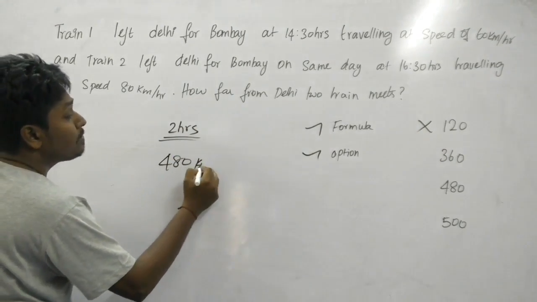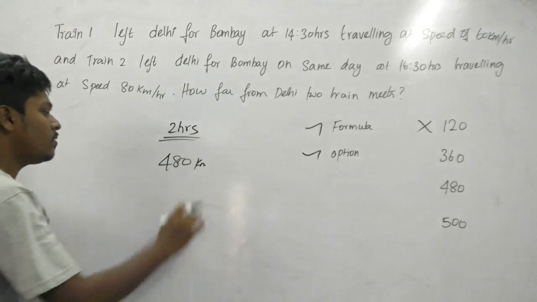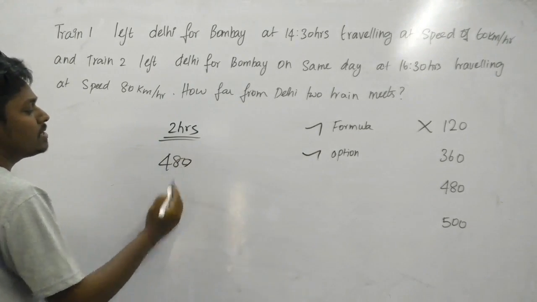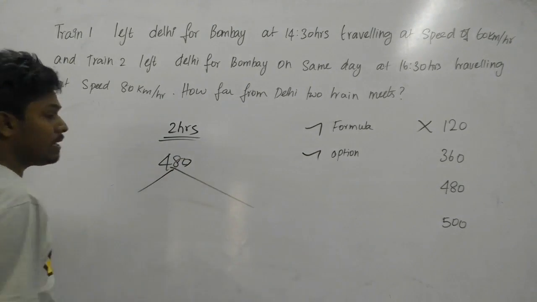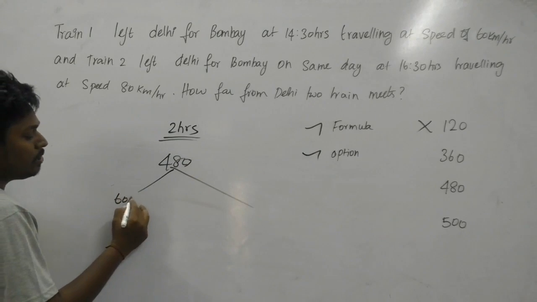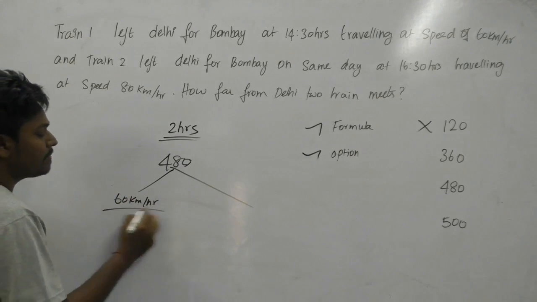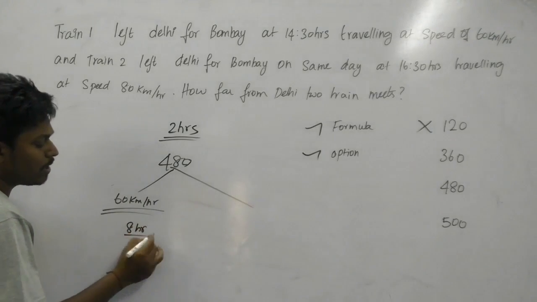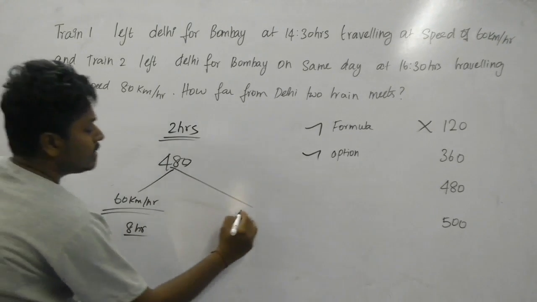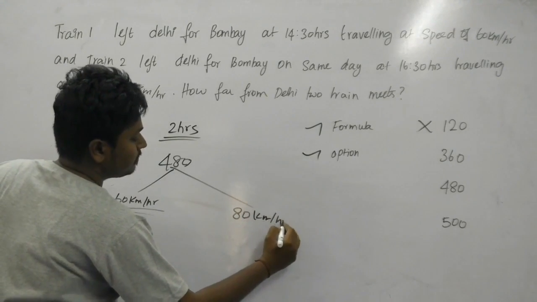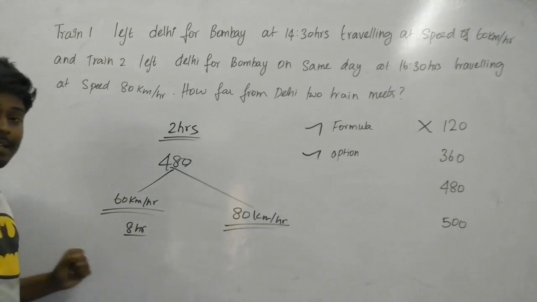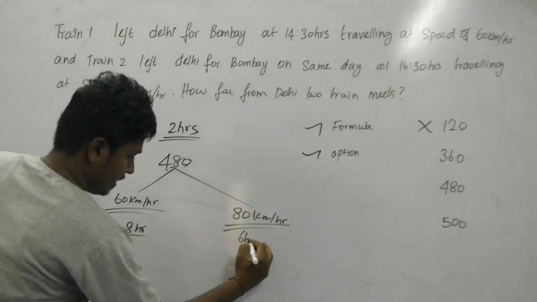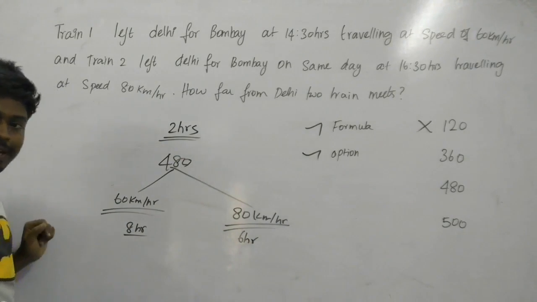I hope you have practiced on 360 and 500. Go for the third option, which is 480. If I go for 480, the first train's speed is 60 kilometers per hour, so 8 hours will be required to cover this 480. The second train travels at 80 kilometers per hour, so it requires 6 hours to travel these 480 kilometers.